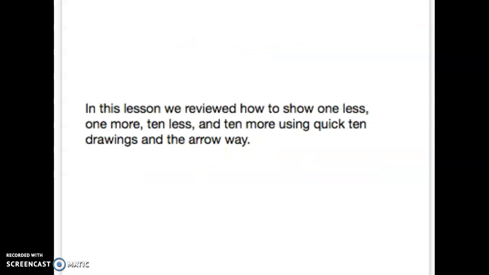In this lesson, we reviewed how to show 1 less, 1 more, 10 less, and 10 more using Quick 10 drawings and the arrow way.